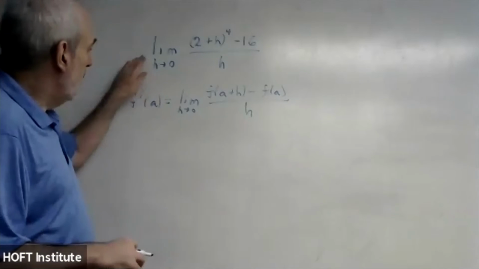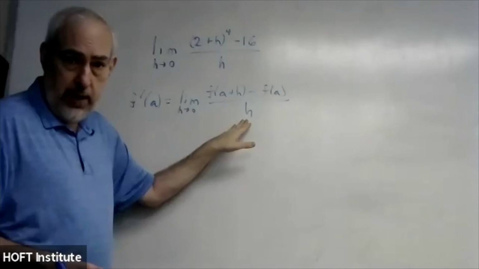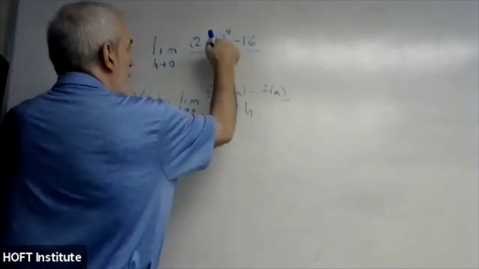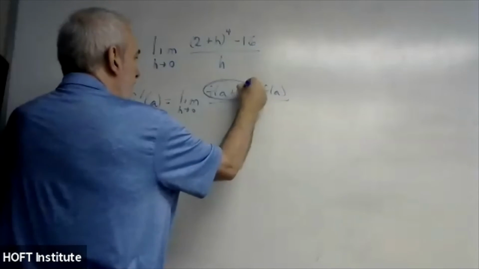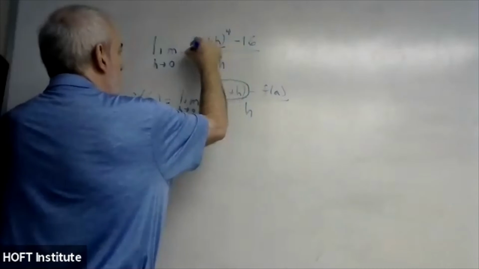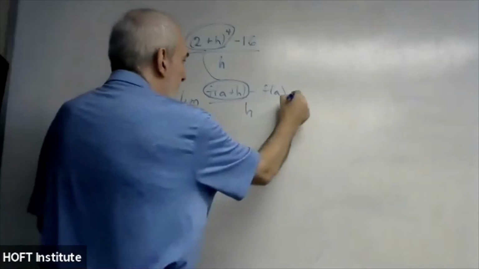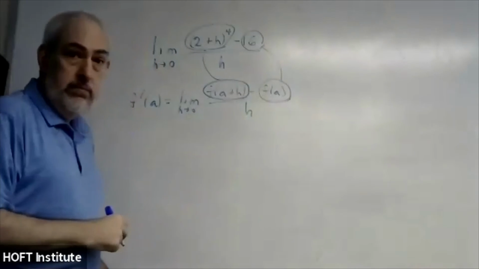Okay, so the limit is the same, h approaching 0. The denominator is the same, both of them are h. Then we have something minus something, and we have something minus something. So I'm going to assume that f of a plus h must be (2 plus h) to the fourth, and that f of a must be 16.